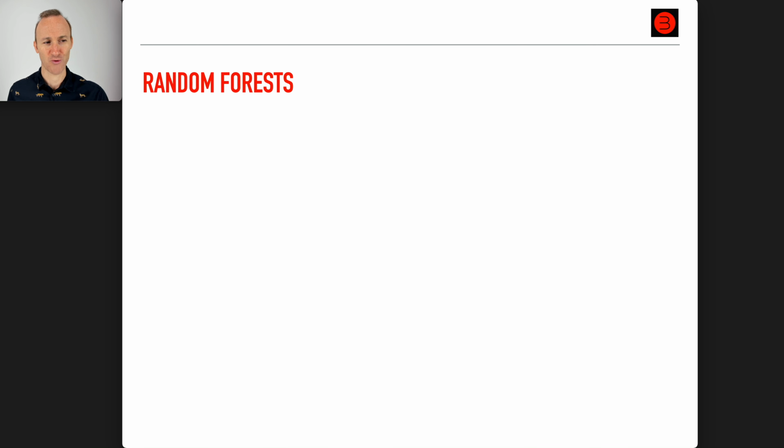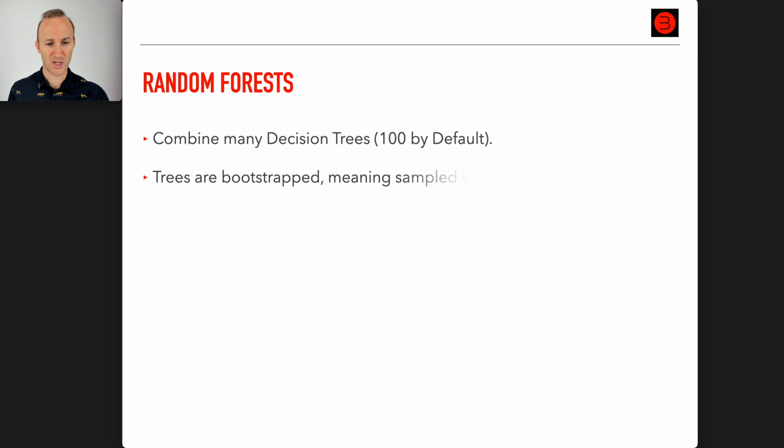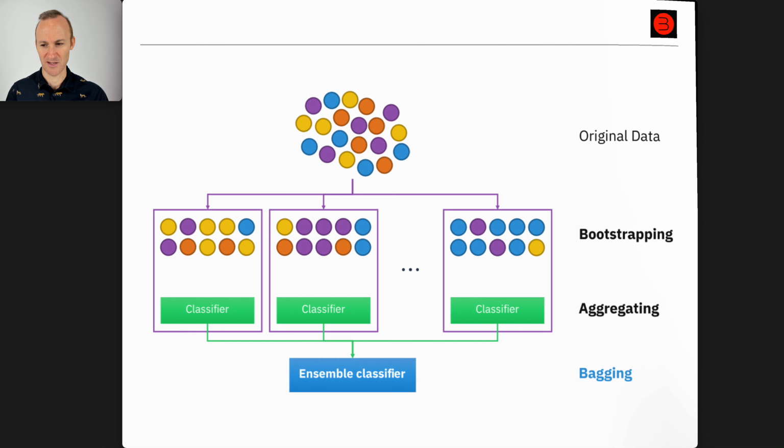Okay, let's take a look at random forests now. Random forests combine many decision trees, 100 by default. Trees are bootstrapped, meaning sampled with replacement. Okay, let's get a sense of what that means by looking at this image here. So here we have some original data. It's all these different colored points, and these are like individual rows, okay?